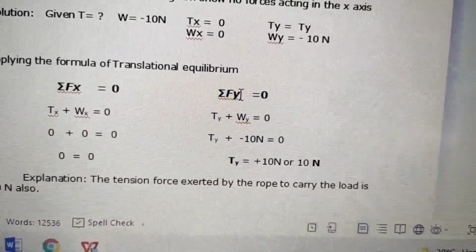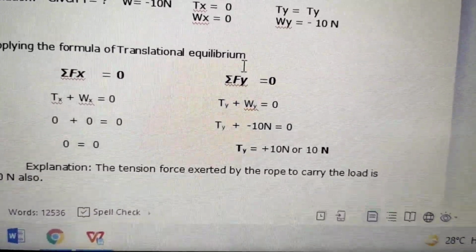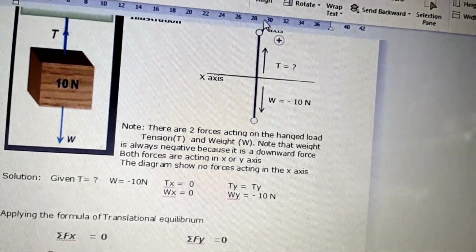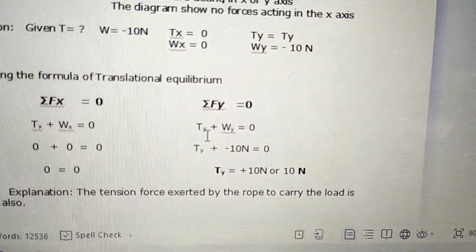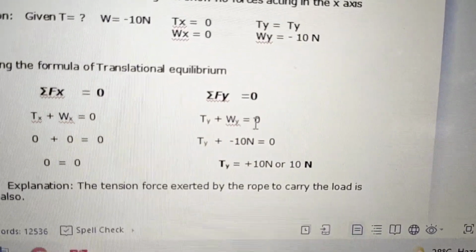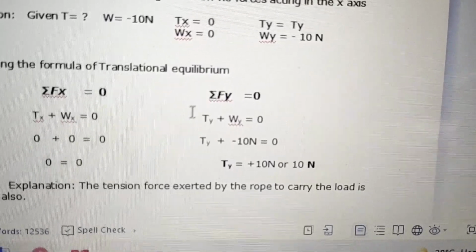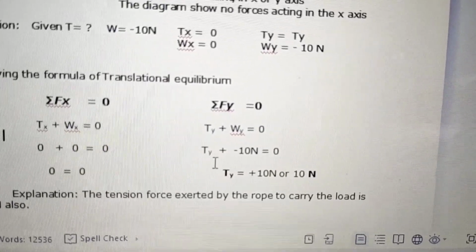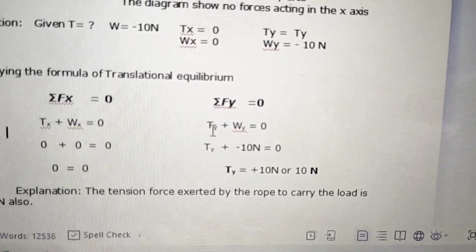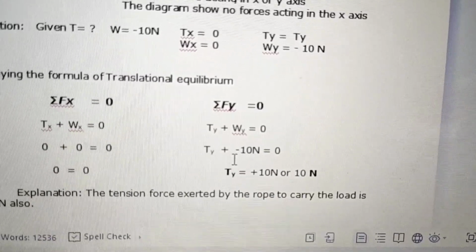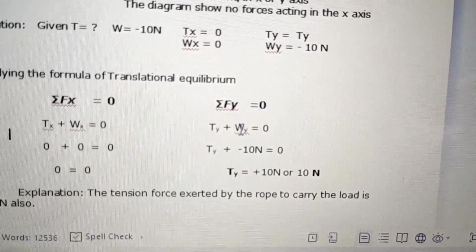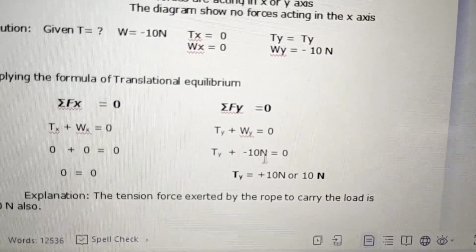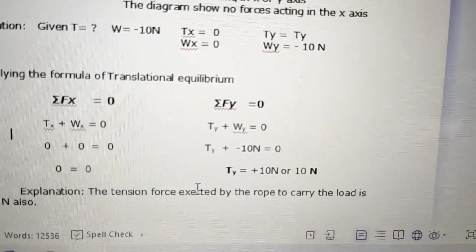summation of all the forces acting on the y-axis is equals to 0. So, what are the forces acting on the y-axis? Ito siya. So, dalawa. So, we have Ty plus Wy is equals to 0. Kasi there are only two forces. Kaya dalawa lang ang nilagay natin dito. Okay? So, what is the value of Ty? It is Ty because it is our unknown. Plus, what is the value of Wy? Negative 10 Newton. So, we place that is equals to 0.